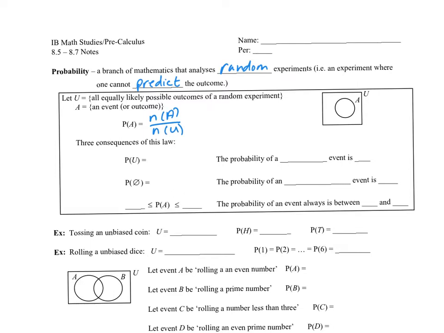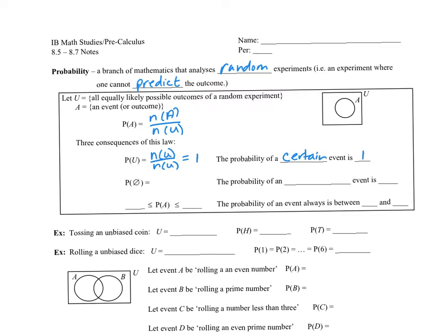Now, there are three consequences of this law. First of all, the probability of the universal set happening would be the number of items in U to the number of items in U. Of course, that would be equal to 1. So in other words, the probability of a certain event is always going to be 1, all right?